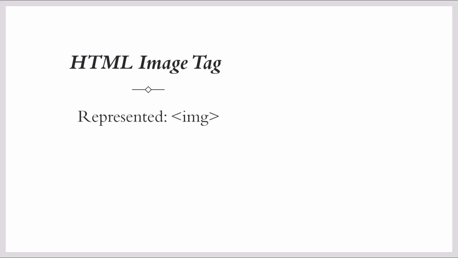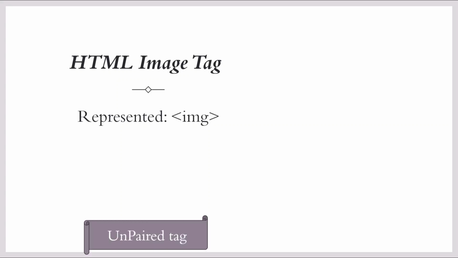As we already know, HTML tags can be paired or unpaired tags. Image tag is an unpaired tag, which means it does not require a closing tag. Image tag in HTML is used to display a specified source image. Observe the syntax here. img src equal to image.jpg, alt equal to some text.